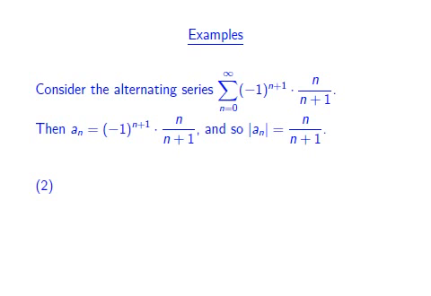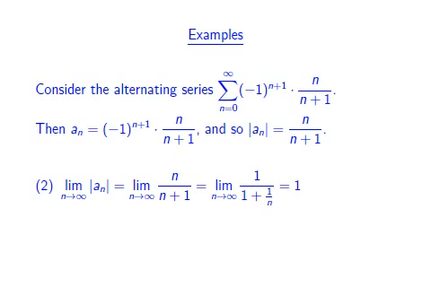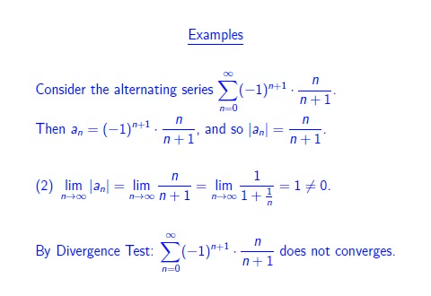Now if we just concentrate on the second property of the alternating series test, we need to study the limit of n over n plus 1 as n tends to infinity. But you can check that this limit turns out to be 1. Hence the limit of the absolute value of a_n is not 0, and so the second property of the alternating series test is violated. This means that we cannot apply the alternating series test. Nevertheless, one can conclude that this alternating series does not converge, for instance by use of the divergence test.